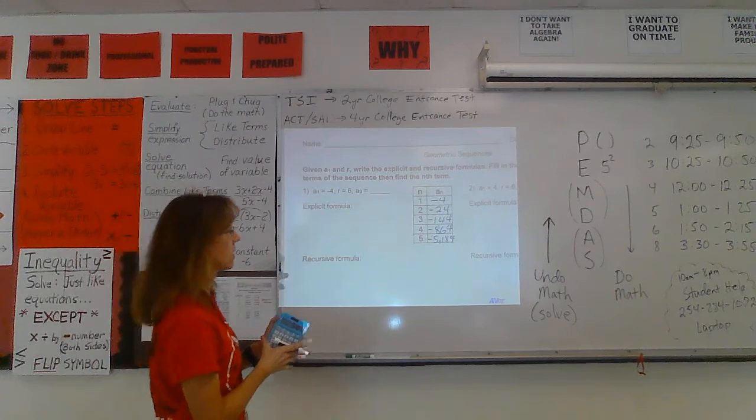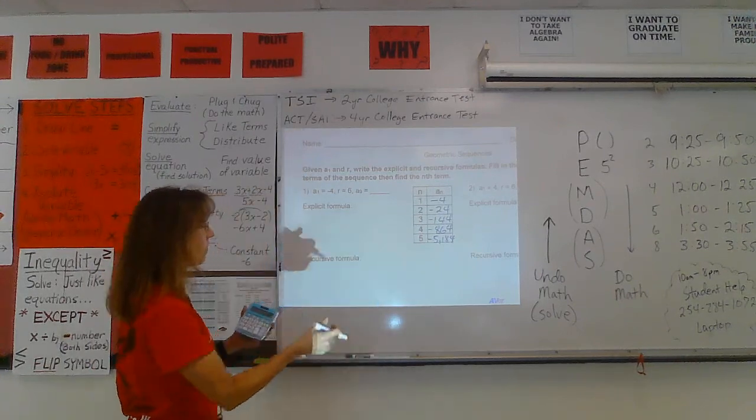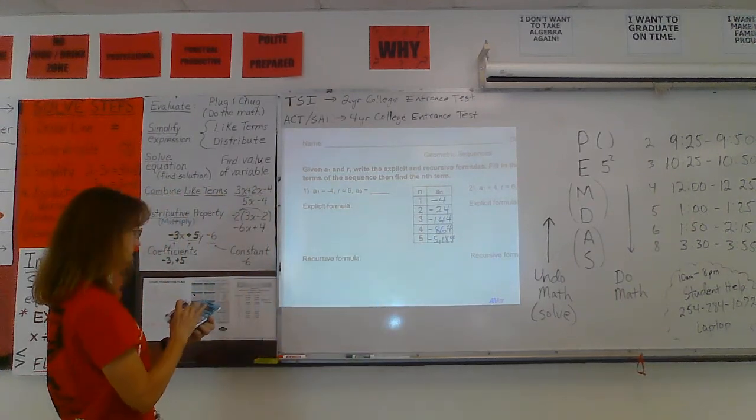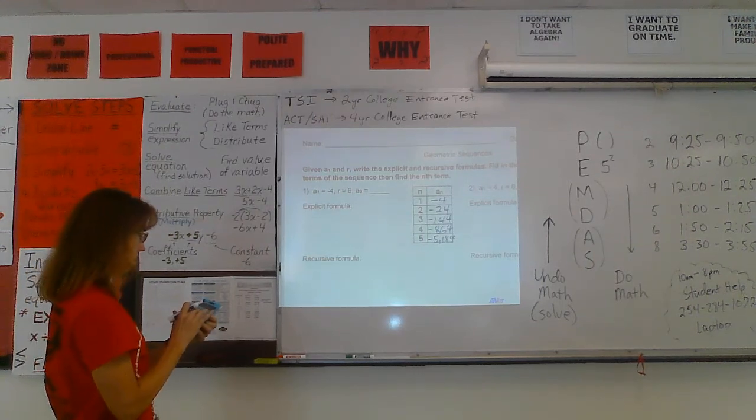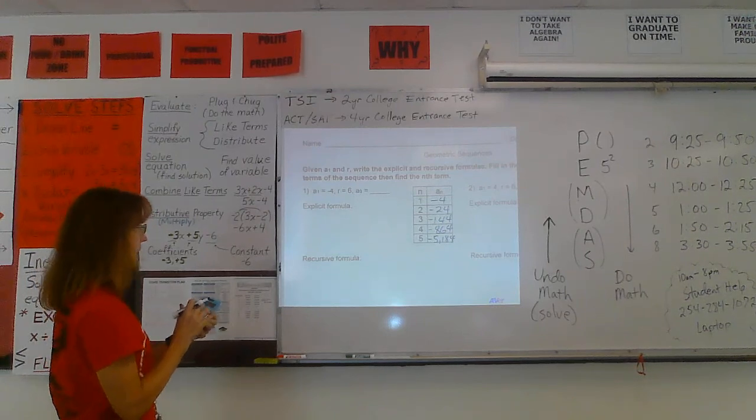Each time it's getting bigger by 6. Actually, they're getting smaller by 6 because these are all negative numbers. So they're getting further and further negative, further away from 0. Checking this real quick, 24 times 6 times 6 times 6. Yep, okay, so we're good.